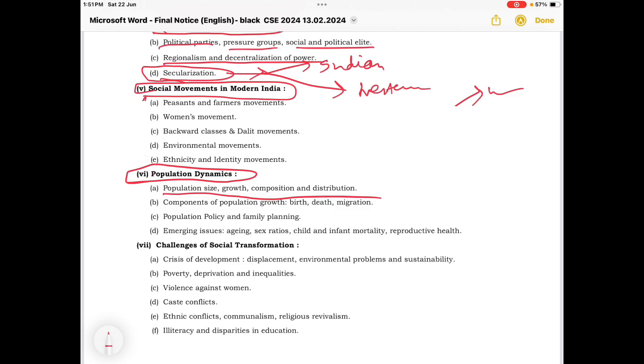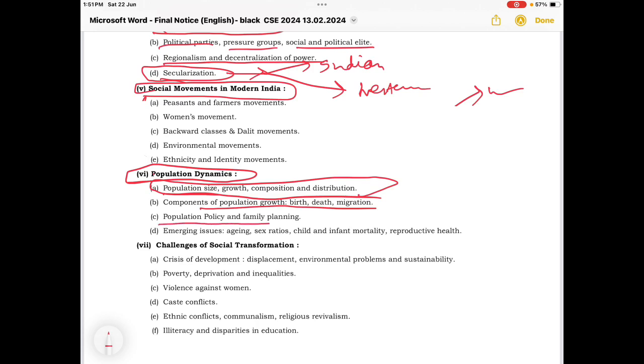So population size, we will see here growth, composition, distribution. It is not that in every state the population size is similar or even. Some states have a good number of population, some have very high density, some states have very high urban populations. So we will see different growth, composition, and distribution. Here we will see about population growth, birth and death, and migration, and how migration plays an important role in deciding population size and population growth.